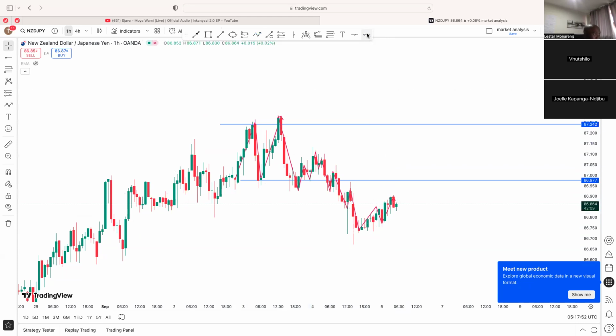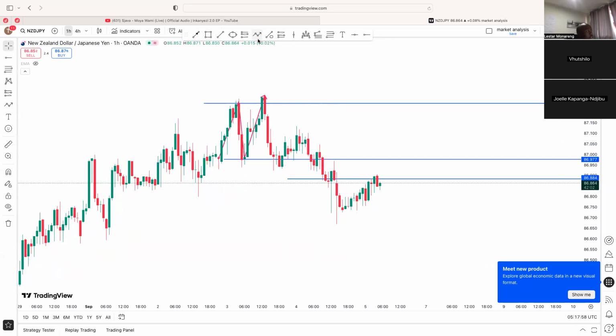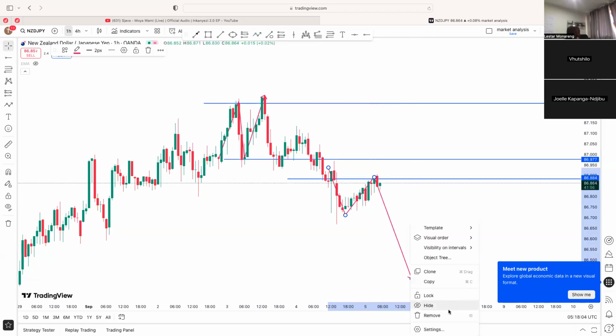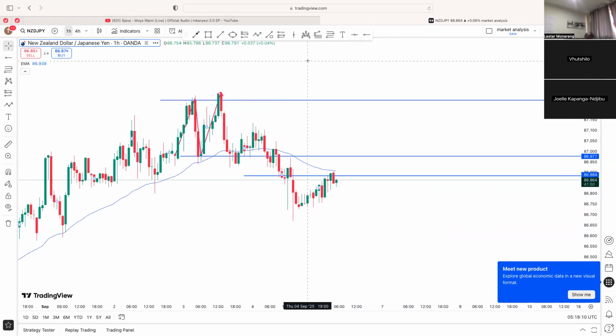I wouldn't say the structure is yet broken because we are just sitting right there, right? So yeah, this is the lower low and then lower high. So we're looking at them to shift the structure to the downside. That's what we're looking at. So as you can see, even the EMA, it's trading below this area.